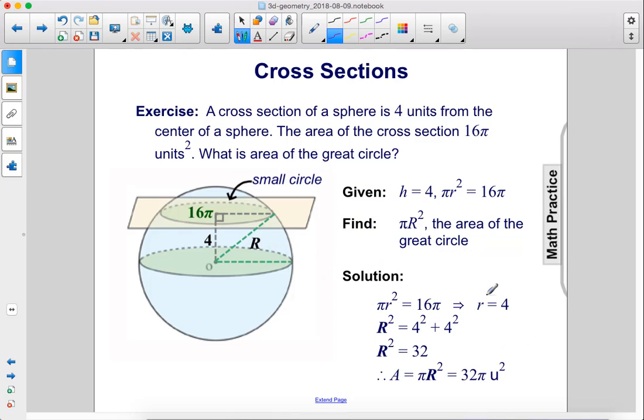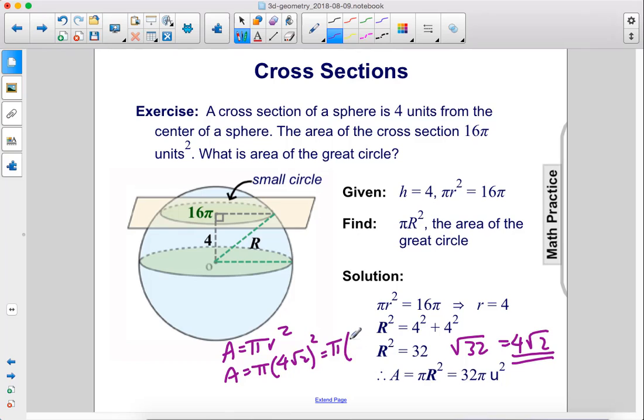Alright, so here's the solution. The square root of 32 does equal 4 times the square root of 2, which is what we solved on the previous slide, but that is R squared. So we can use R squared to figure out the area of the great circle by plugging this value in for R. So we have area equals pi R squared. Area equals pi, and radius is 4 times the square root of 2, squared. So that equals pi times 16 times 2, which is 32 pi.